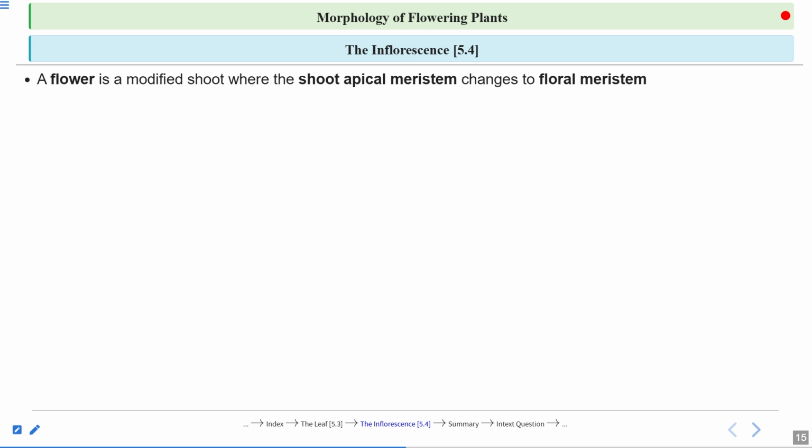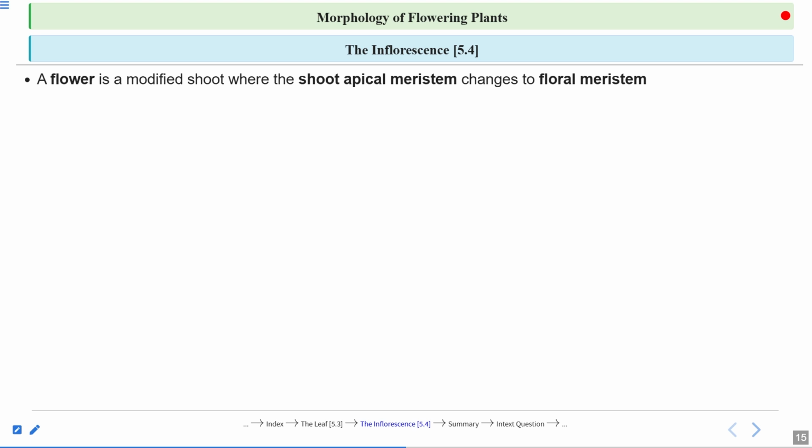So there are two phases, as I have told you, the vegetative phase and the reproductive phase. In the reproductive phase, flowers develop. And why is flower a reproductive structure? Because flower consists of the male and the female sex organs. Male sex organs are known as the androecium, which consists of the stamen, and the female sex organ is the gynoecium, or you can say the carpel.